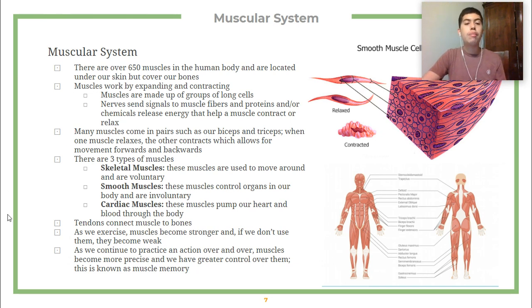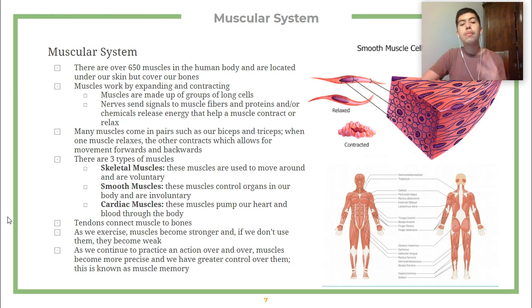And then many muscles come in pairs, such as our biceps and our triceps. When one muscle relaxes, the other contracts, which allows for movement forwards and backwards. So if the bicep contracts, then the tricep relaxes. Or if the bicep relaxes, the tricep contracts. And they work in pairs. So a lot of our muscles come in pairs, and this allows for forward and backwards movement.